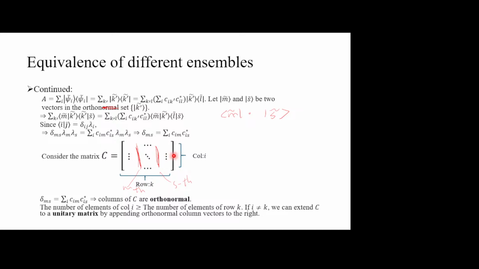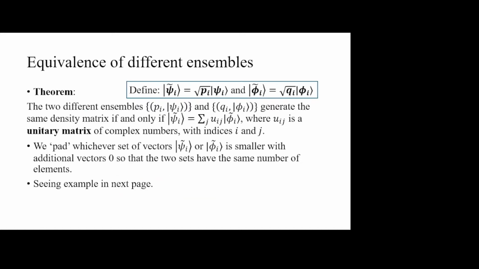So you see that this matrix C has orthonormal columns, but somehow this doesn't totally end our calculation here. So as we said, this delta ms equal to inner product of the mth column and sth column, means the columns of C are also normal. But this doesn't just give you that C is a unitary matrix, because the row number and the column number can be different. The columns here are indexed by i, and this goes back to the thing we talked about here.